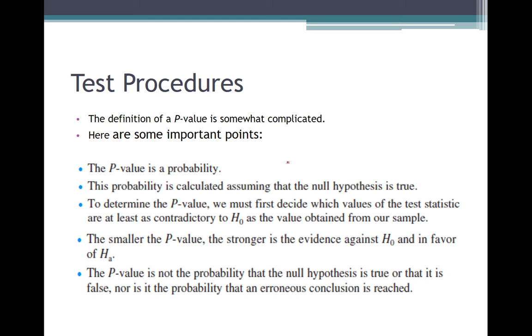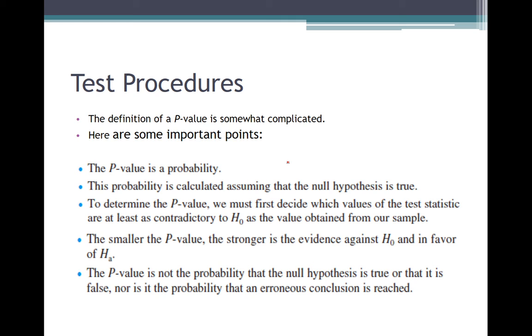So the definition of a p-value is a little complicated and not so easily done. First of all, it is a probability. It's calculating the probability assuming the null hypothesis is true. To determine the p-value, let's first decide which values of the test statistic are at least as contradictory to the null hypothesis as the value from the sample. Basically, do you want a one-sided or two-sided test? The smaller the p-value, the stronger the evidence against the null hypothesis. The larger the p-value, the less evidence there is against the null hypothesis.